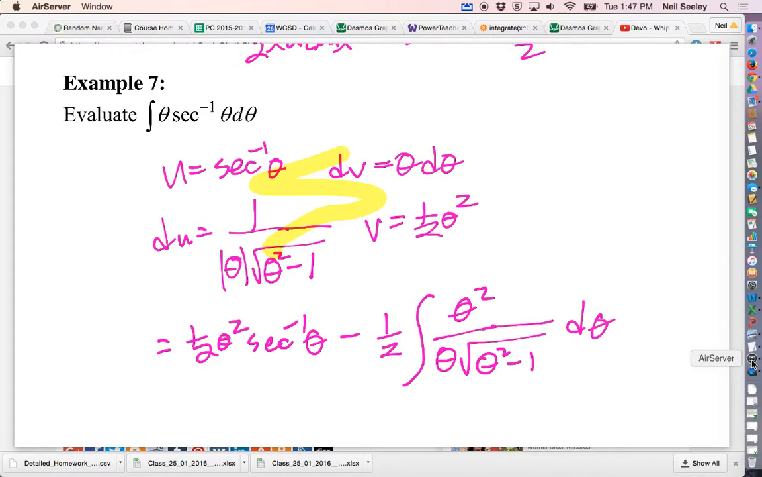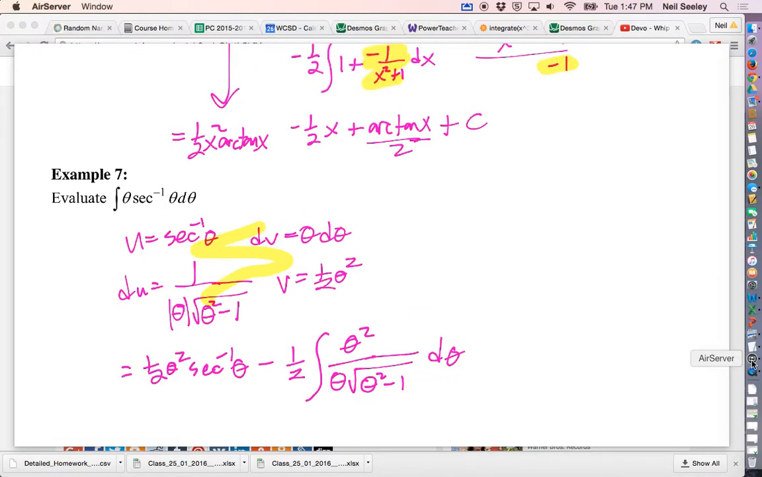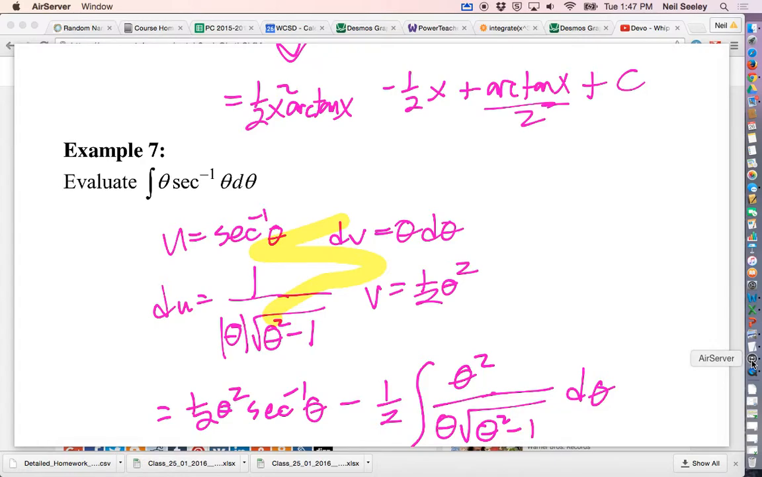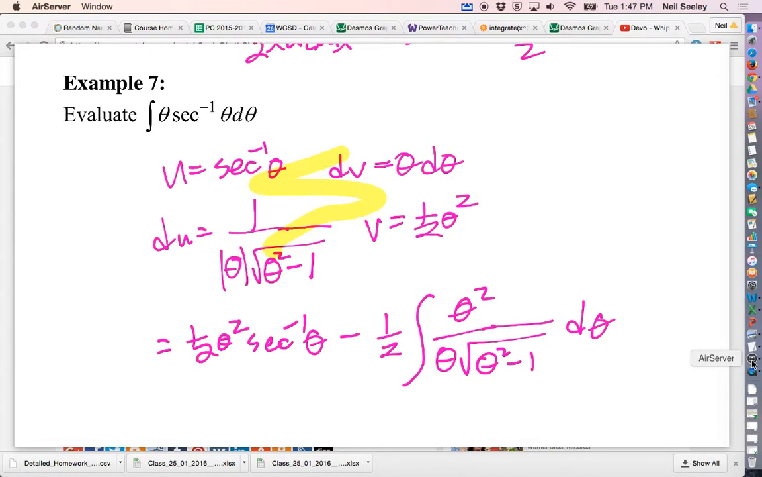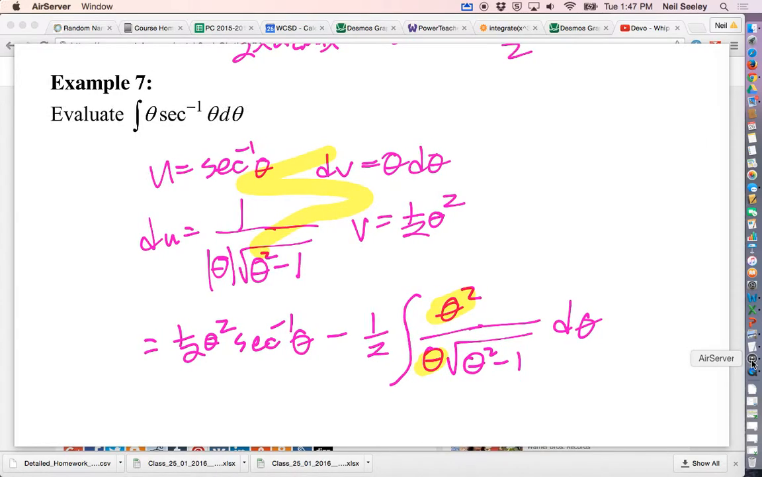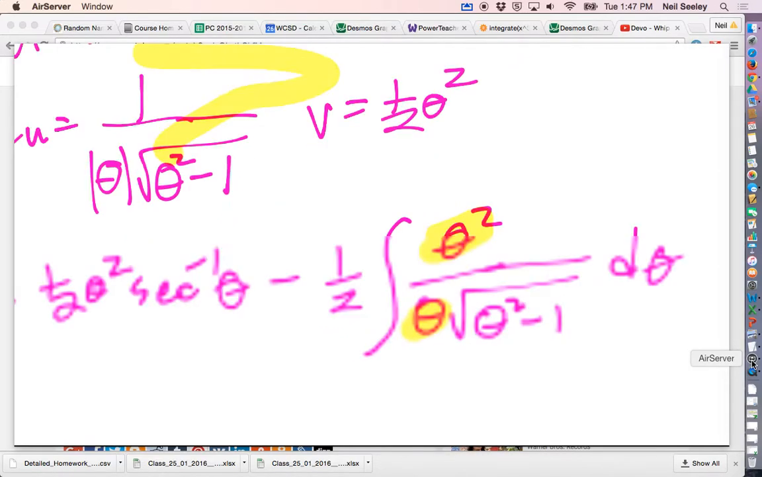What now? Do you have any thoughts on this one? How are you going to tackle that one? U substitution is not looking good again. And then I got that extra theta out there. Oh, that's trickier. What do you want to do? Maybe theta and theta squared? Yes. Cancel them. Yes. You got it. Okay, so we got minus.